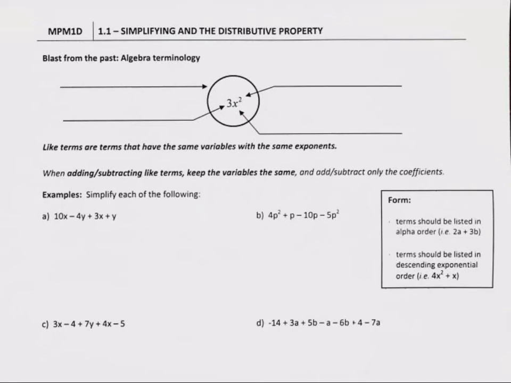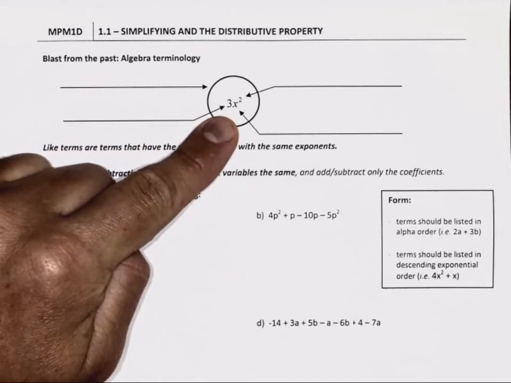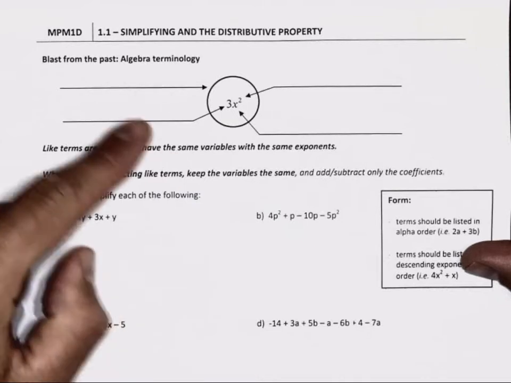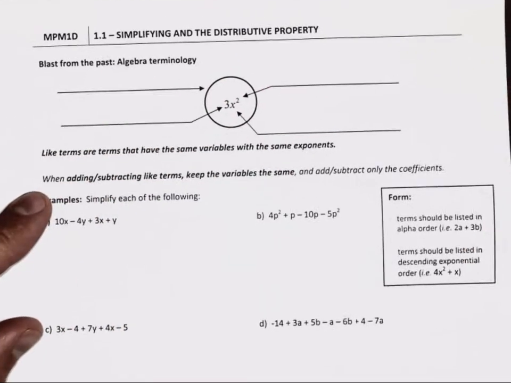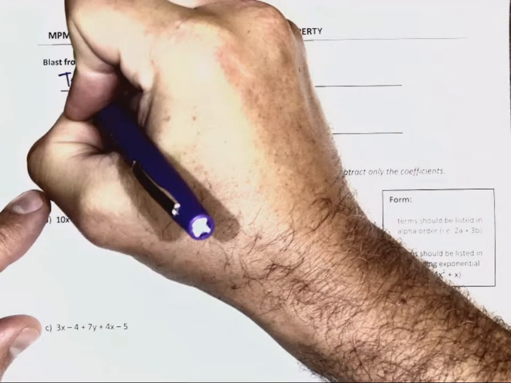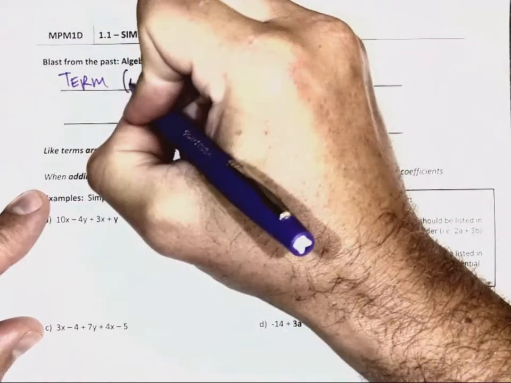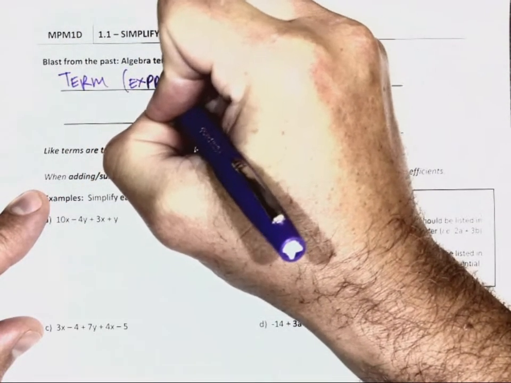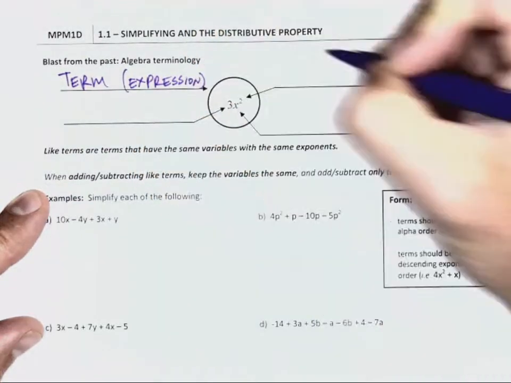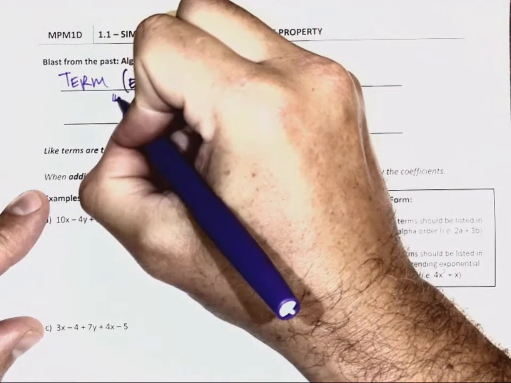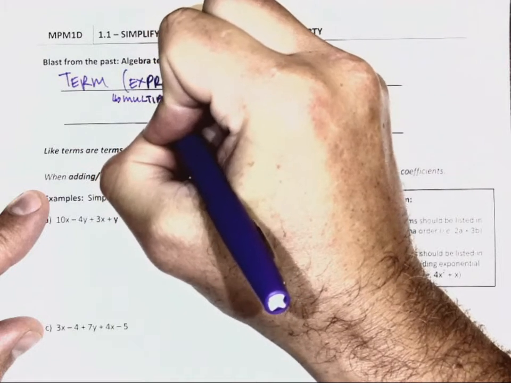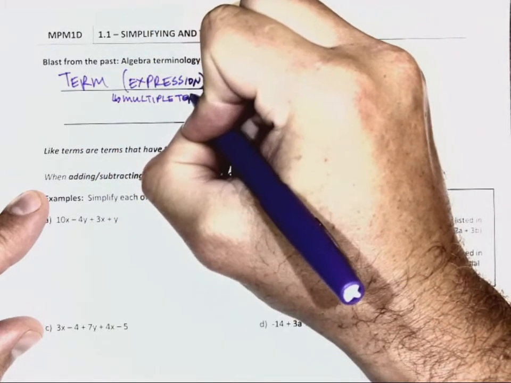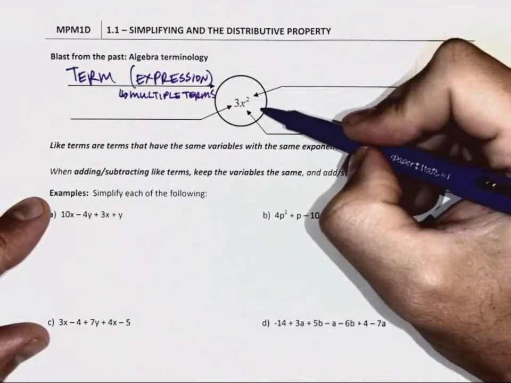Good day. Remembering from grade 9 or your previous math experience, looking at algebra, different terms, and then simplify. So this whole thing right there is called a term. Sometimes it can be called an expression, and that's if we have multiple terms. Each term will be separated by a plus or a negative sign.